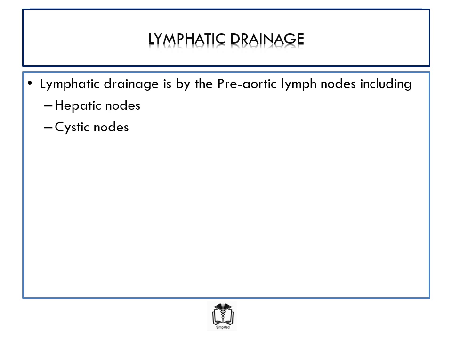For lymphatic drainage, the extrahepatic biliary apparatus would all end at the pre-aortic lymph nodes, particularly the hepatic nodes and then the cystic nodes. And this makes a lot of sense because these nodes are very close to the liver and very close to the cystic duct. Hence the reason why they're going to be draining a number of the structures around that region.